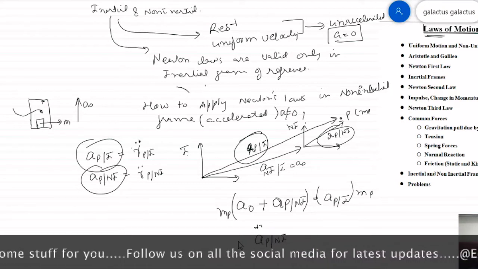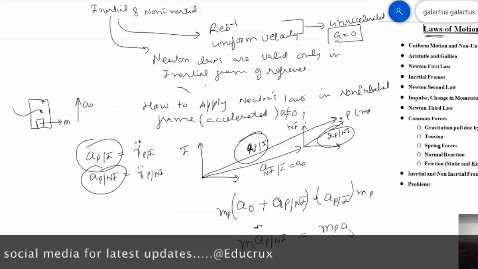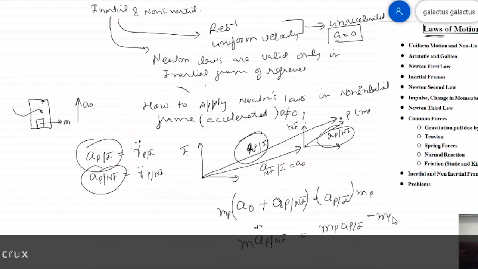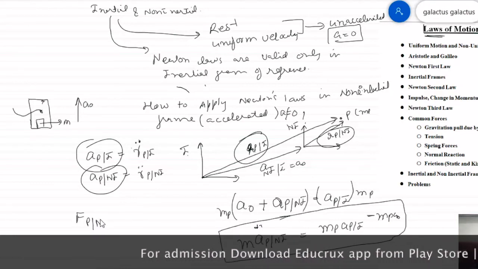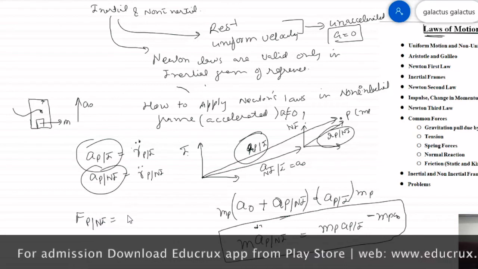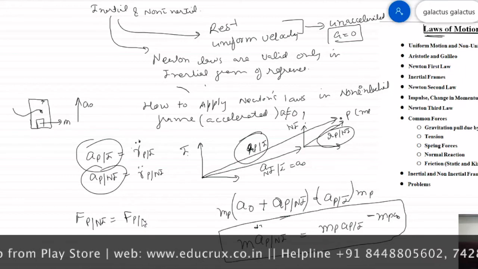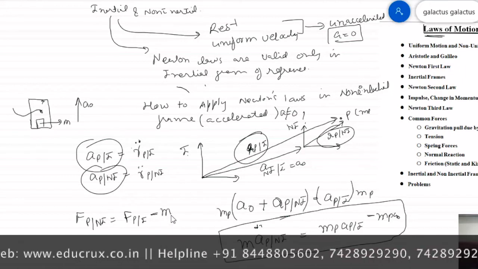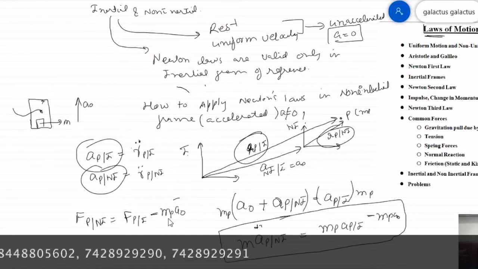M_P A_PN is equal to M_P A_P with respect to I minus M_P A naught. So we have the force in the frame of reference that is moving is equal to the force in the inertial frame minus M_P times the acceleration of the non-inertial frame.